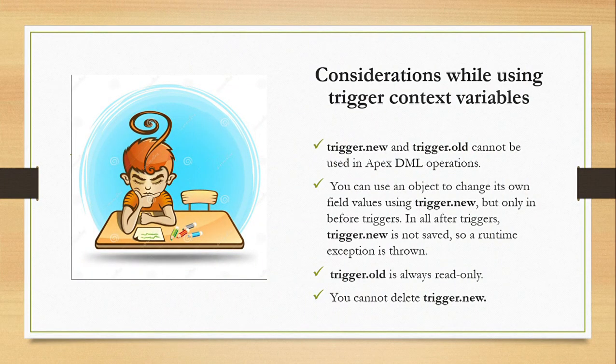What are the considerations while using trigger context variables? Trigger.new and Trigger.old cannot be used in Apex DML operations.